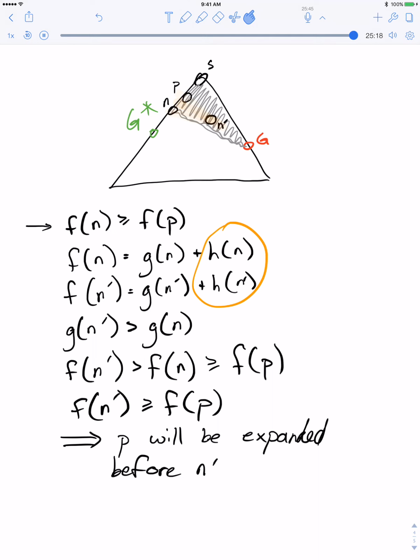Follow that to its conclusion. When we're up here looking at p versus n prime, p will get expanded first, and we'll add something right here to the fringe, and now we're comparing those. And since that is either n or still an ancestor of n, that will be true there, and we'll keep going down until we end up with both n and n prime on the fringe. Once n and n prime are on the fringe, n will get expanded first because its cost is less.